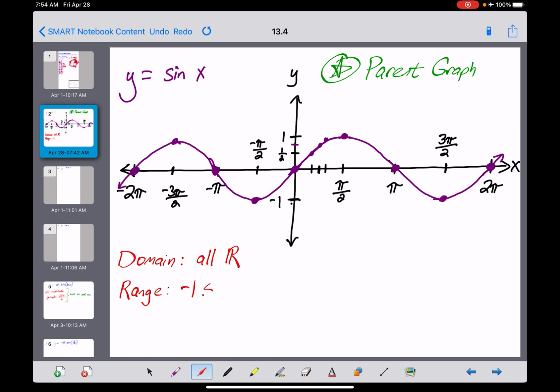-1 is less than or equal to y. Now let me stop you right there. If I read that backwards from right to left, it would be y is greater than or equal to -1. But we write it this way because now we keep going, and y in turn is less than or equal to +1. So y is always sandwiched in between -1 and 1.